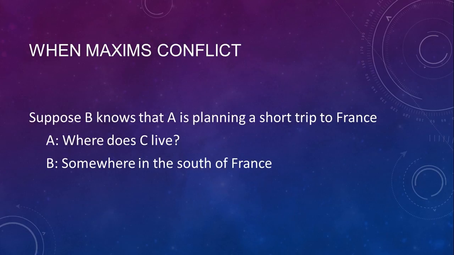Now, suppose B doesn't actually know where C lives. All they know is they live somewhere in the south of France. A is trying to visit C. They ask, so where's C? I'm going to the south of France. Where does C live? And they say, somewhere in the south of France. Now, clearly they have not given enough information for A's purposes, right? So they've in some sense violated the maxim of quantity.